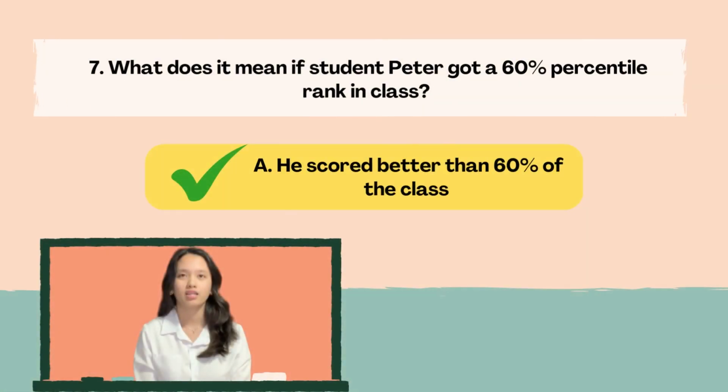The correct answer is A. He scored better than 60% of the class. If Peter has a 60th percentile rank, it means his score is higher than 60% of his classmates and lower than the remaining 40%. It does not mean he got 60% of the test items correct or that he is literally ranked 60th in class, but simply that his performance is above the group.